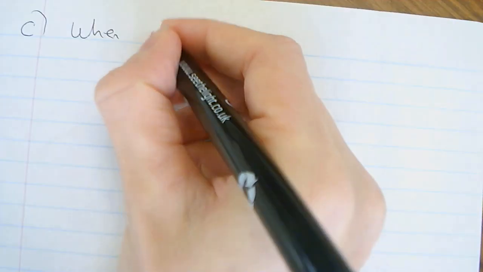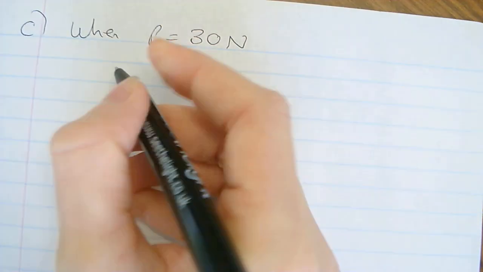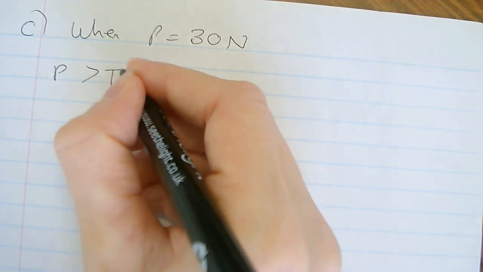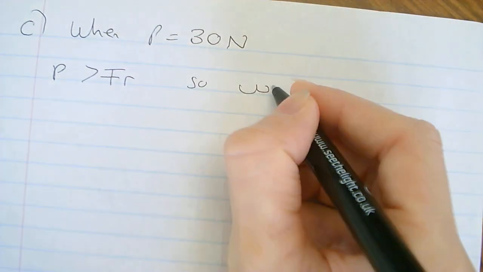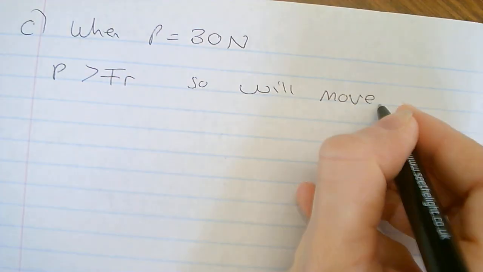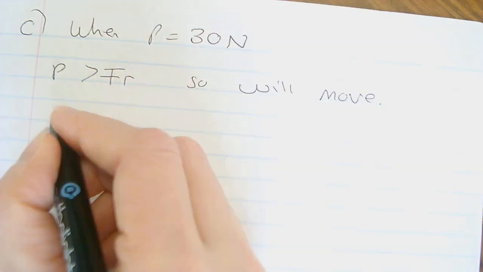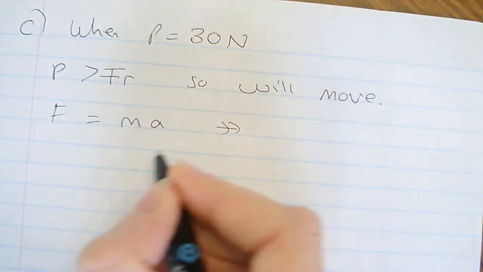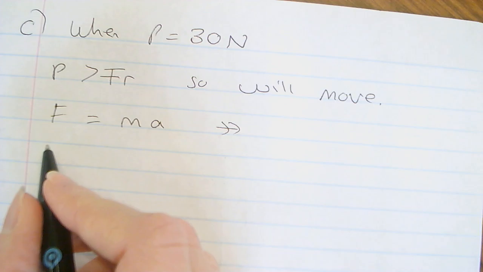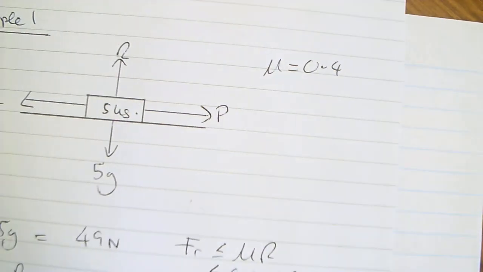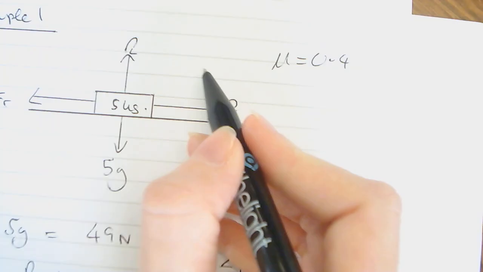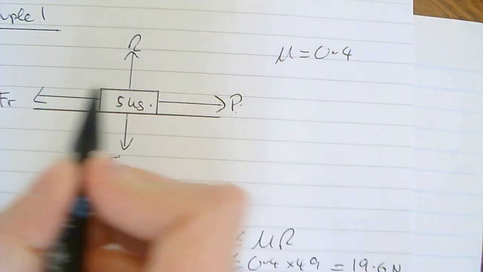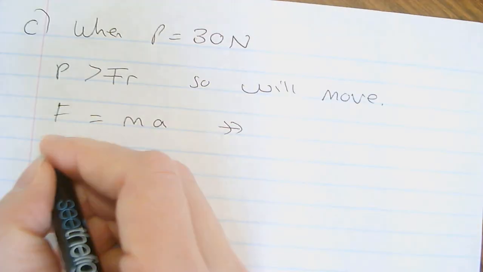Part C, when P is 30, this time P is greater than friction, so it will move. And this time we're going to use F equals ma. It's moving this way. So if we go back to the diagram, we're moving this way, we'll have P take away friction.